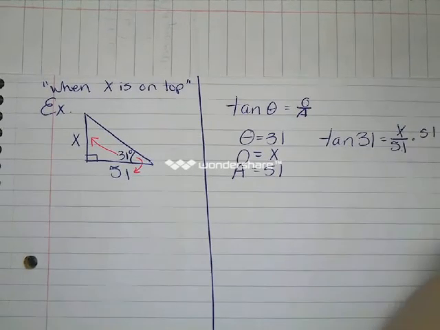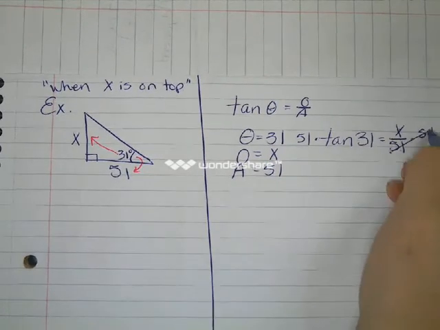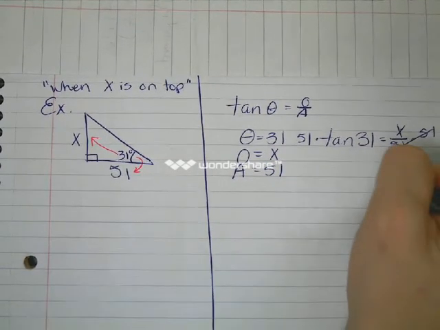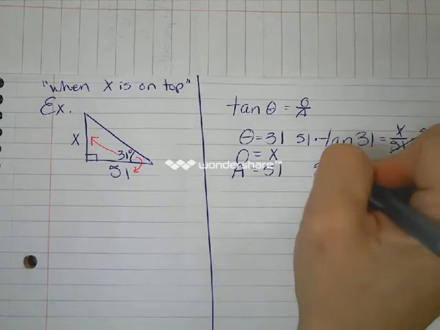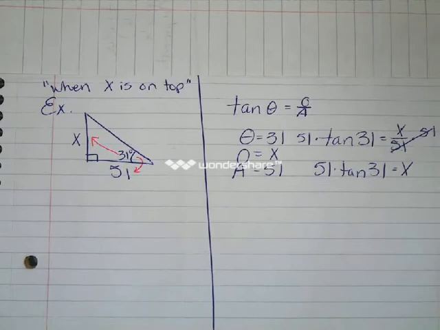If I do something on one side, I have to do it on the other. Okay, so x equals 51 times tangent of 31. Then you're going to get your calculator.